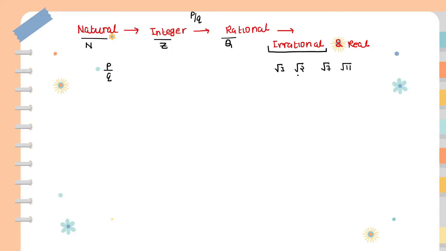Although we can compute the value of root 2: let us assume a triangle which has height 1 and base 1, so its hypotenuse will give the value root 2, or we can assume 2 as base and 1 as height, so it will give root 5. So and so on, we can find this value, but we can't represent it in the form of p by q. So these are irrational numbers, and the collection of rational and irrational gives real.